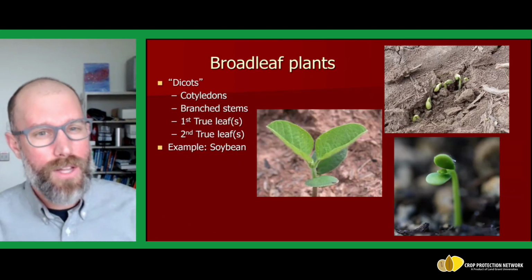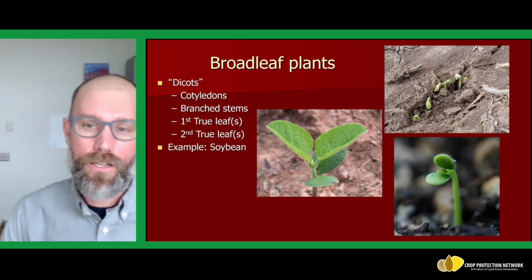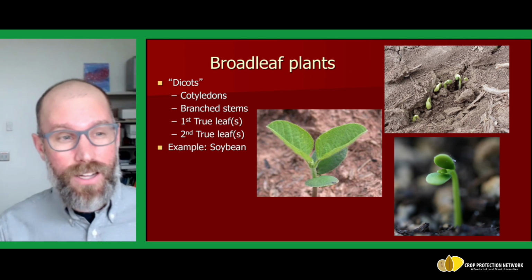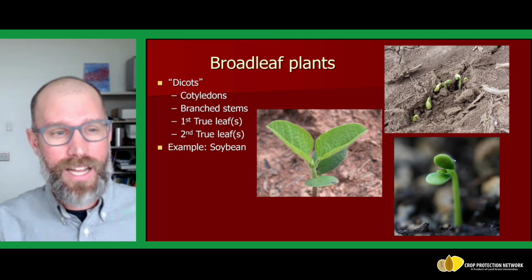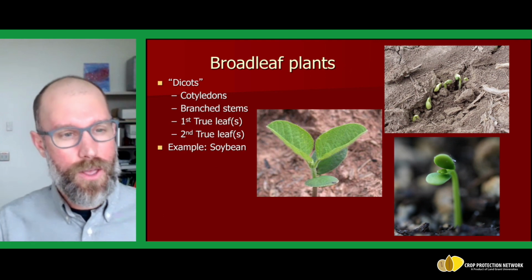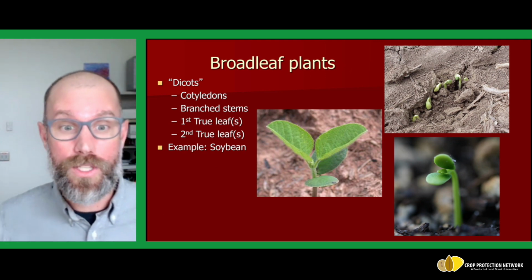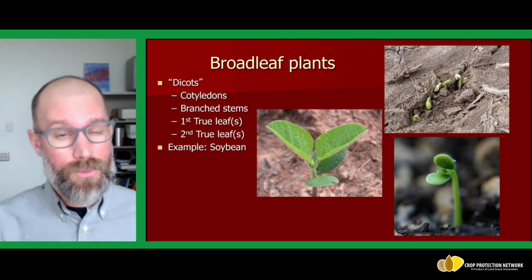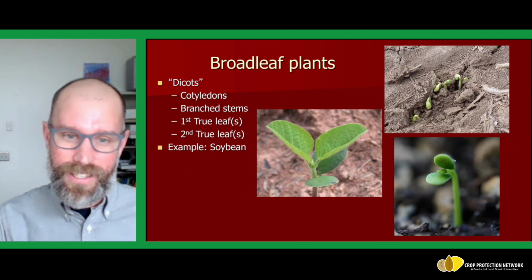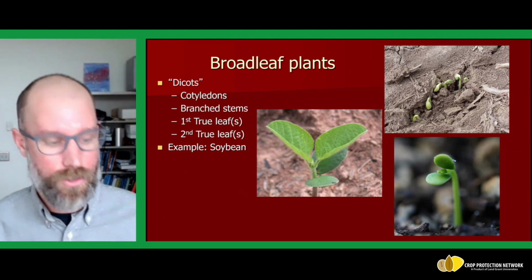So when we talk about broadleaf plants, that's a broad category of plants. Another term for broadleaf plants would be dicots, and so these are plants that have cotyledons. So you have two cotyledons, and then they'll often have, after the cotyledons emerge, then the true leaves begin to emerge on that plant. Sometimes the first set of true leaves is distinct or different than the subsequent true leaves that will emerge on certain plants.